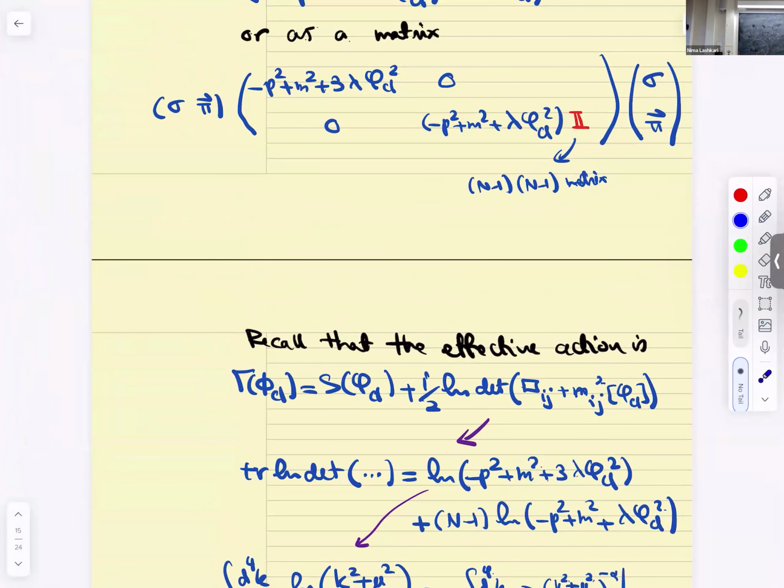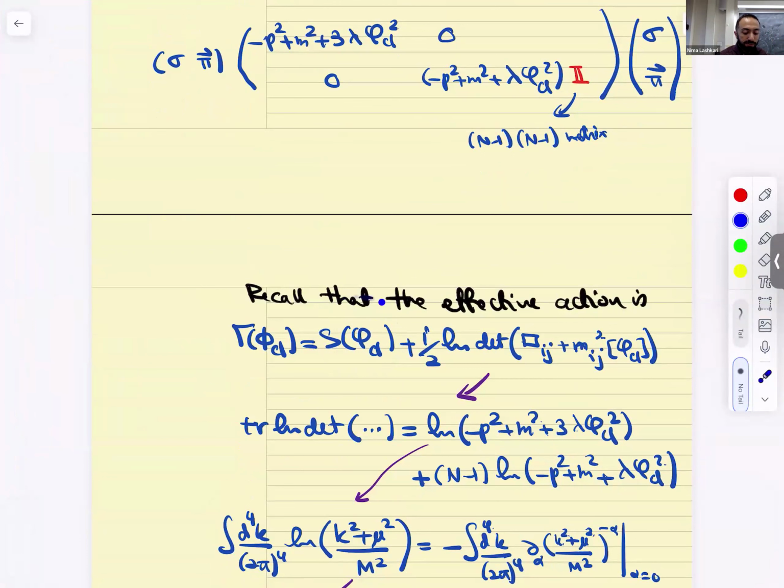Now recall the effective action. The effective action at one loop, we wrote it down. It was the value of the classical action for phi classical, plus the one loop contribution that we wrote as the log of the determinant of the kinetic term. So now the kinetic term is basically just a propagator with the mass matrix.